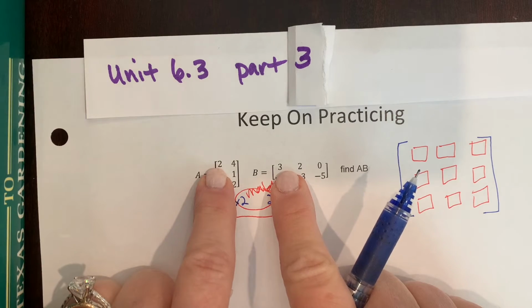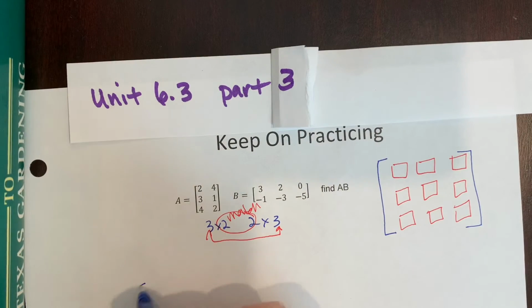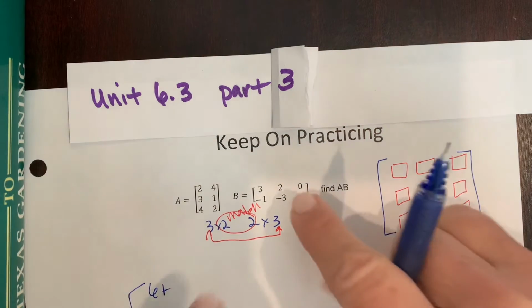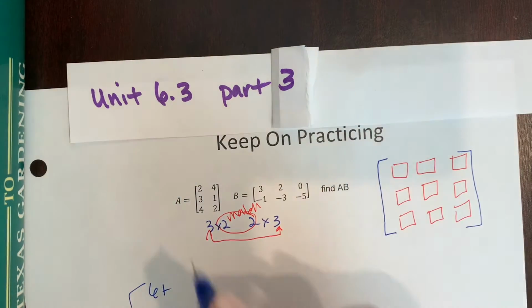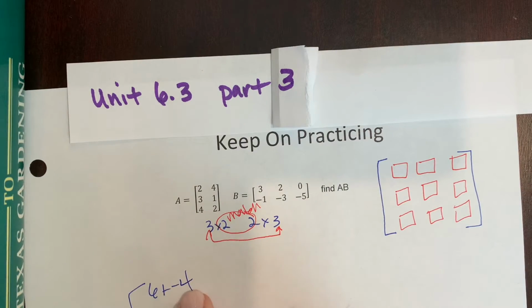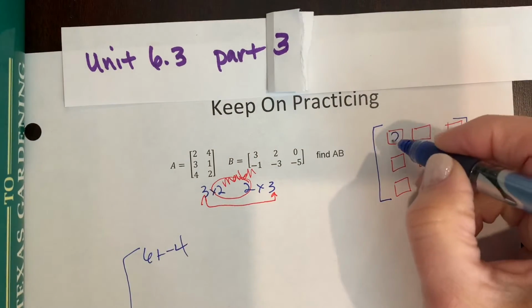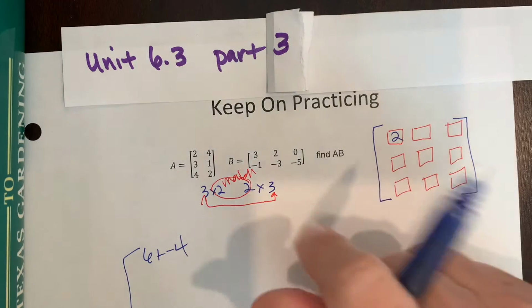2 times 3 is 6. So 6 plus, 4 times a negative 1 is negative 4. Okay, so 6 and a negative 4 make 2. So that's what's going in that box, okay?